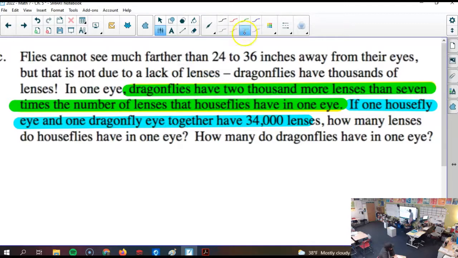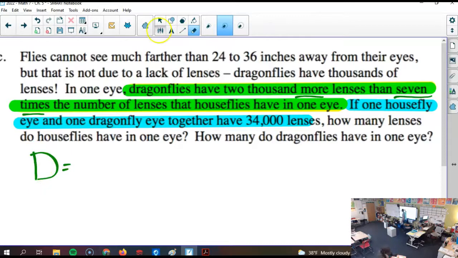So what we highlighted in green: dragonflies have 2,000 more than 7 times houseflies. So Farah, give me a variable for dragonflies. Yeah, D. That makes sense to us. Do you want to keep going and help me with the expression of what D equals? Awesome. There's more than just that.